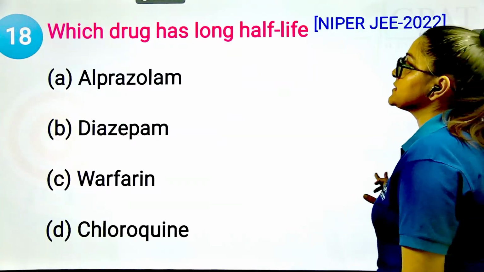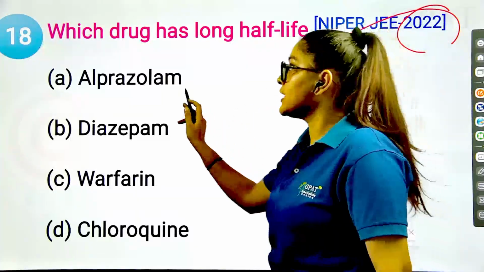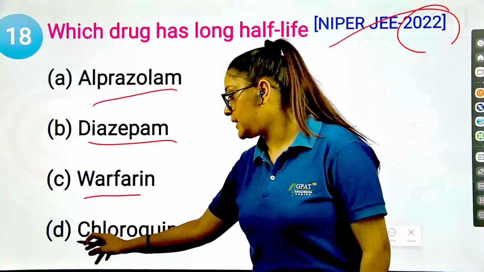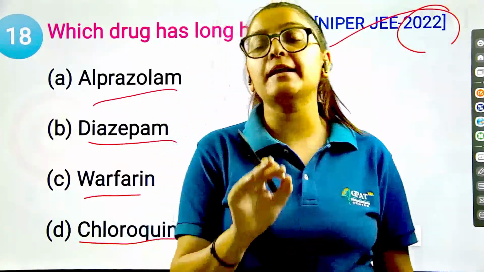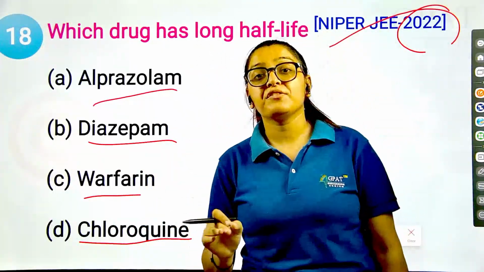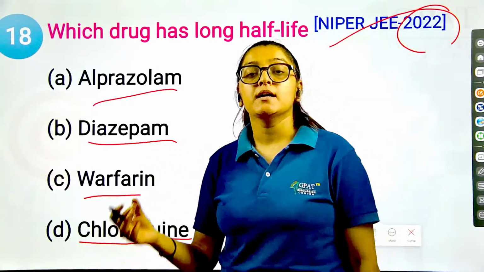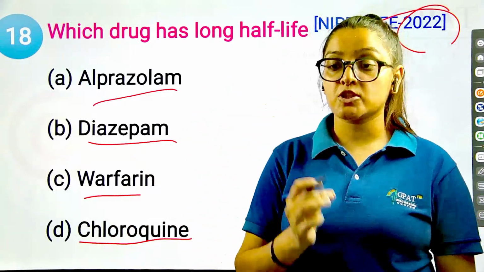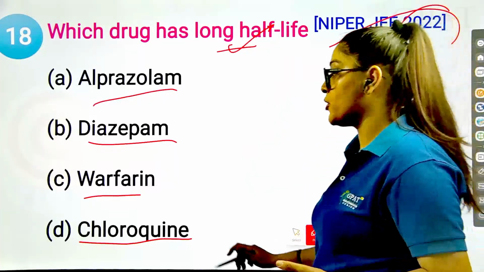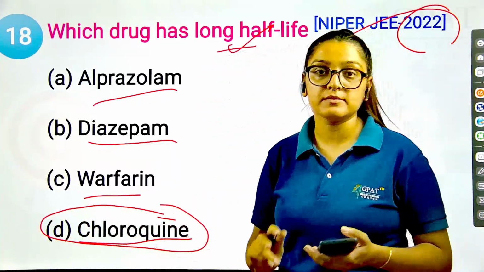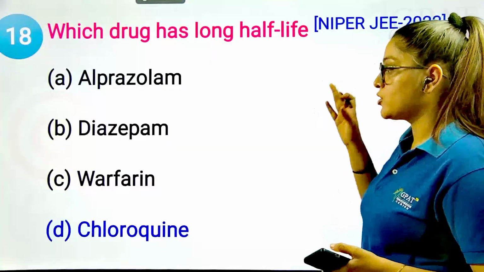Next, which of the drugs has a longer half-life? This was asked in a recent 2022 exam. Alprazolam, diazepam, warfarin and chloroquine. By the time you answer this question, I know most of you are very much aware of the exceptional characteristics of the anti-malarial drug chloroquine, right? Chloroquine has a significant volume of distribution as well as a much longer half-life. You can just spot the correct answer with the most famous anti-malarial drug. So the correct answer is going to be chloroquine.